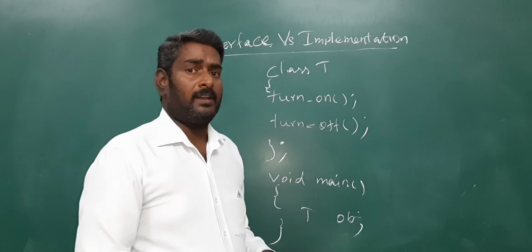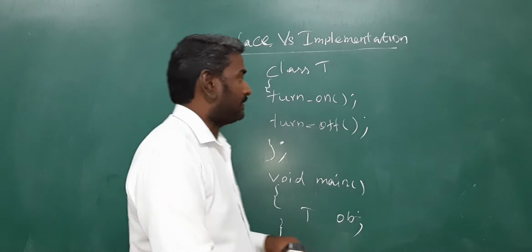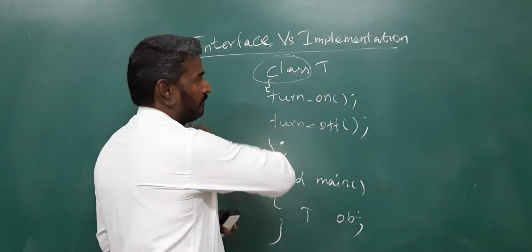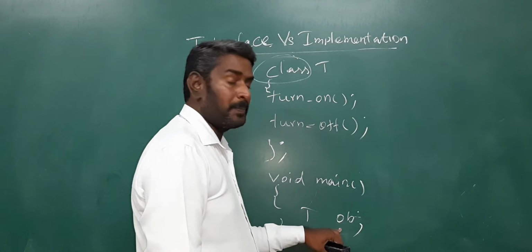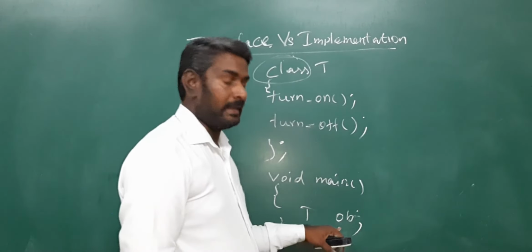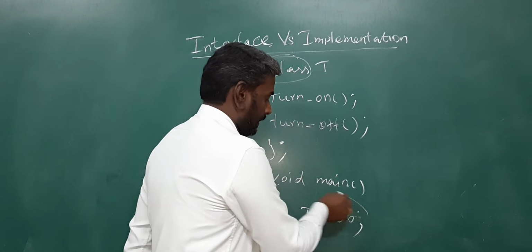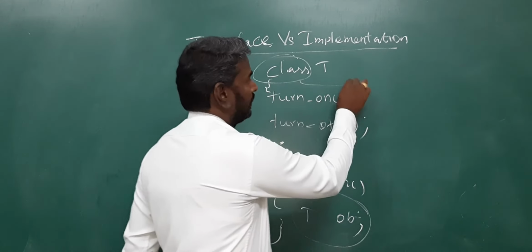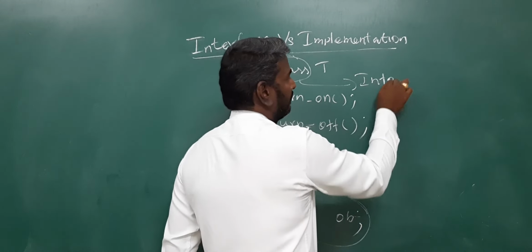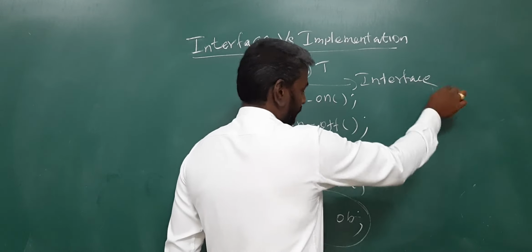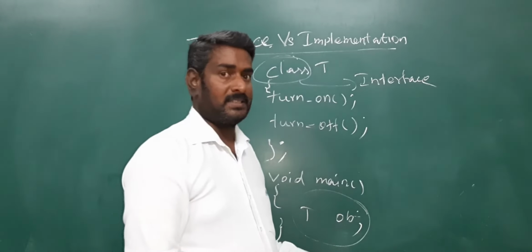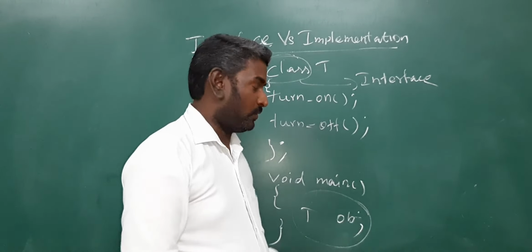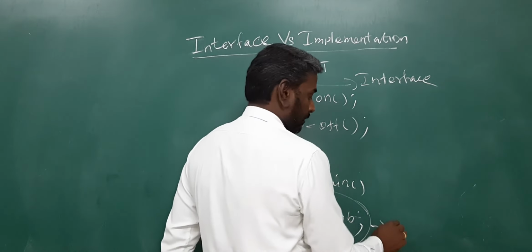In an object-oriented programming language, the classes are called the interface, and how the objects are processed and executed is called the implementation. Class is called the interface, and how we process the object and execute the object is called the implementation.